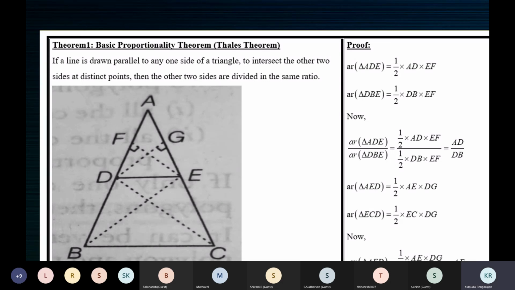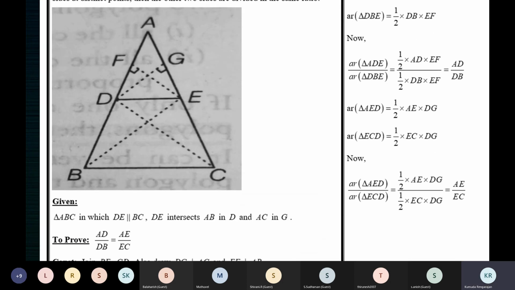Slowly, read it slowly. If a line is drawn, and visualize that you're drawing, you have a triangle in your mind. See a triangle in your mind, and if a line is drawn parallel to one side of the triangle, and that line intersects the other two sides at distinct points, then the other two sides are divided in the same ratio. One of you look at the figure and try to say the statement of the basic proportionality theorem.